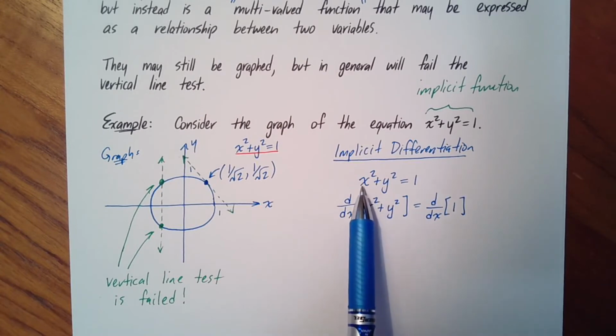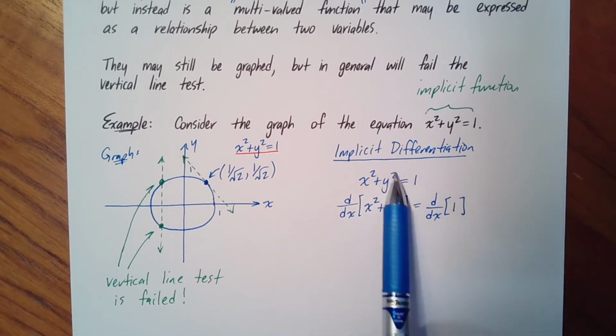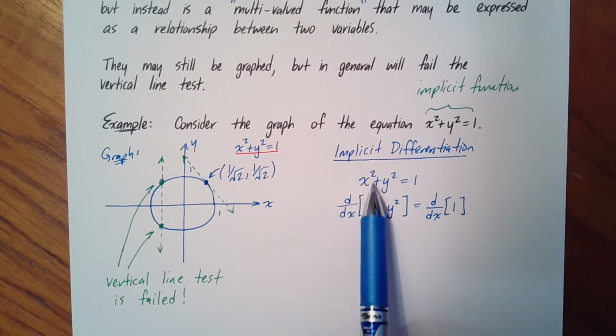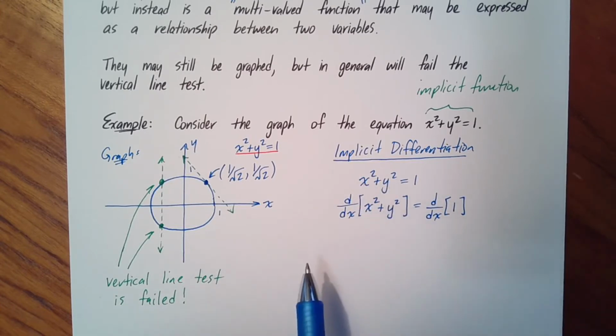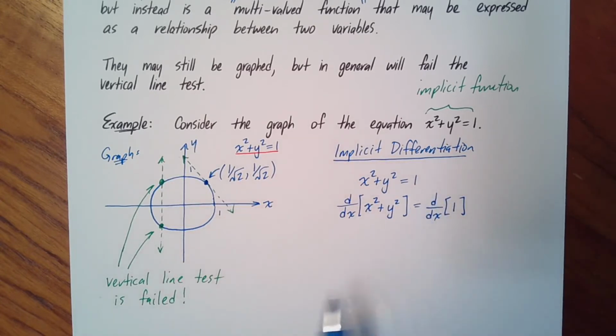Okay, so what's the logic here? Well, the idea is if y is an implicit function of x, then the left-hand side of this equation is also a function of x, in the implicit sense, right? X squared is dependent on x, and y squared is dependent on x, so the entire expression is dependent on x. Now the right-hand side is also a function of x. It's a constant function of x, but it's still a function of x.